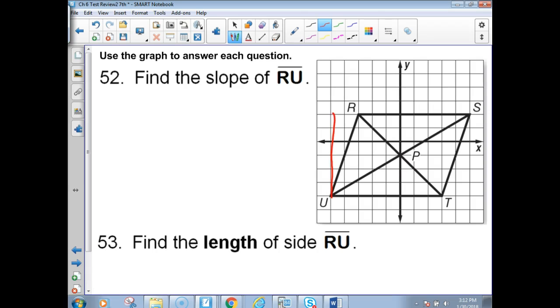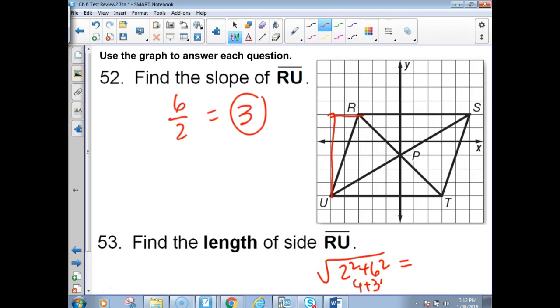Find the slope of RU. Count up what we just did. Up 6. Wait, 1, 2, 3, 4, 5, 6. Right 2. 6 over 2 reduces to 3. Find the length of RU. That's the square root of 2 squared plus 6 squared. That's 4 plus 36. We got the square root of 40.